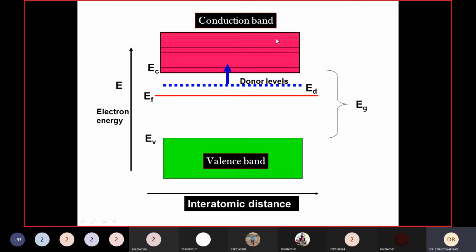In the case of an n-type semiconductor, the majority charge carriers are the electrons. Those are the electrons we have to calculate here, the majority charge carriers in the conduction band. Some electrons come from the donor level, some from the valency band. Compared to the donor level electrons, the valency band electrons are very small, so we can neglect them.